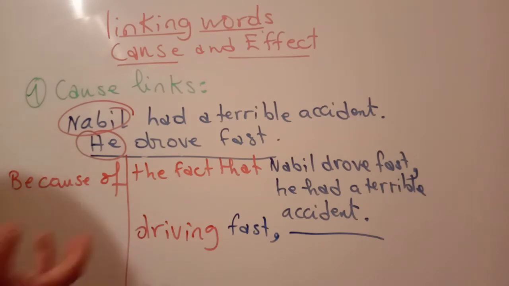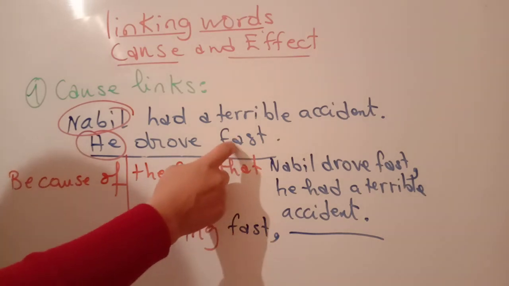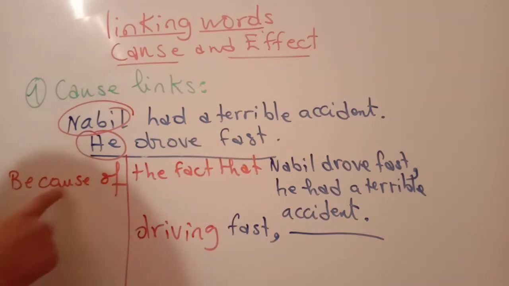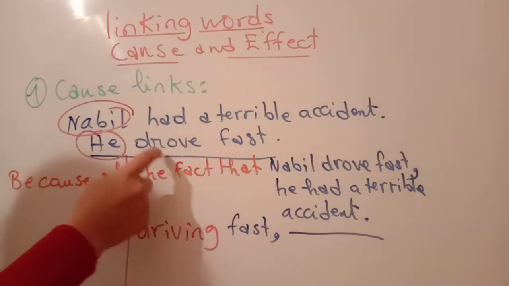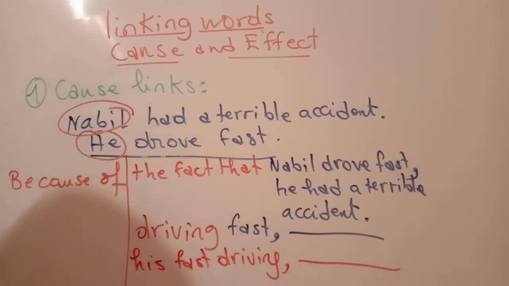Or you can have the noun here. Driving, we can use it as a noun, but we have to start with the adjective first. Because of Nabil's fast driving. Because of his fast driving, comma, and then he had a terrible accident. Right? So this is concerning cause links. Now, let's move to effect links.